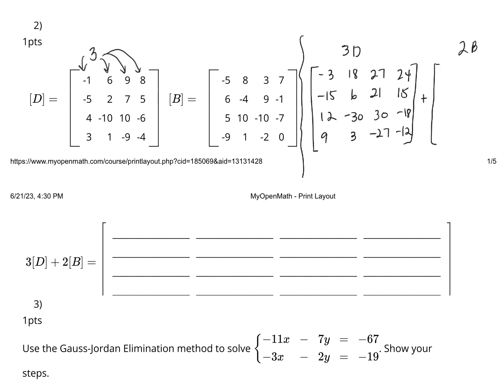So 2 times B. That's going to be negative 10, 16, 6, 14, 12, negative 8, 18, negative 2, 10, 20, negative 20, negative 14, negative 18, 2, negative 4, 0.